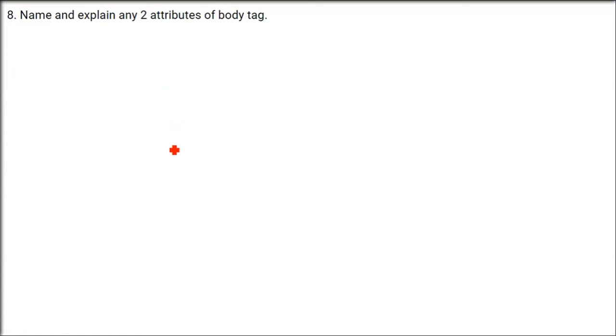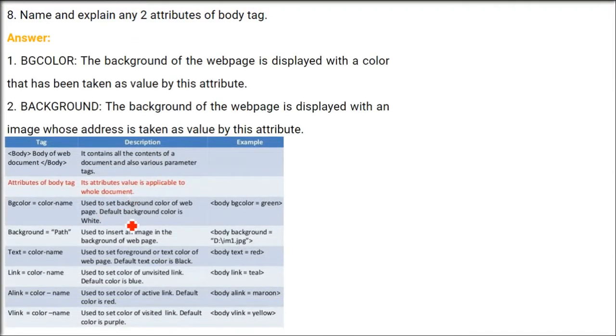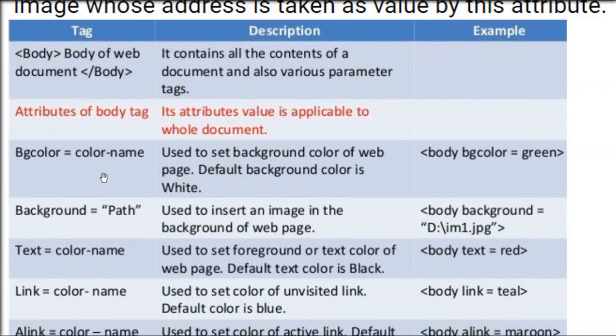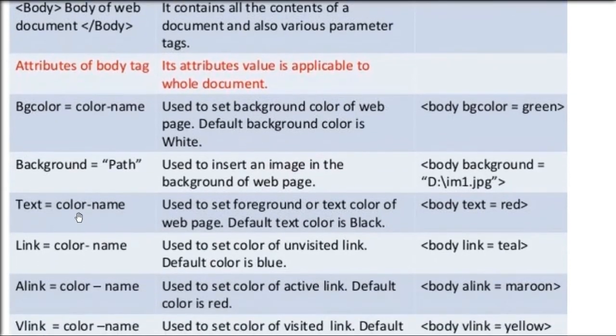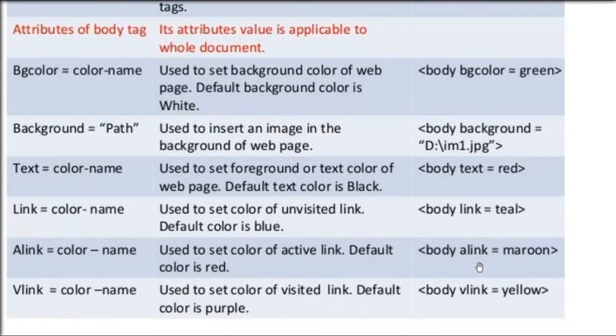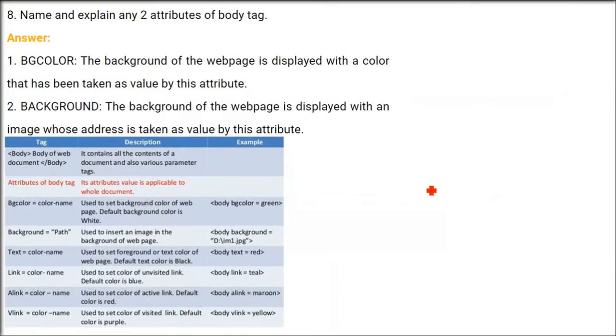Name and explain any two attributes of the body tag. The body tag has a number of attributes like bgcolor, background, text, link, alink, vlink. When you start with the body, as I said, bgcolor: if you want to set the background color of the web page, the default color is always white. Background: if you want to insert an image and show the image in the background of the web page. Text: you can change the color. Link we have already seen: link, alink and vlink.